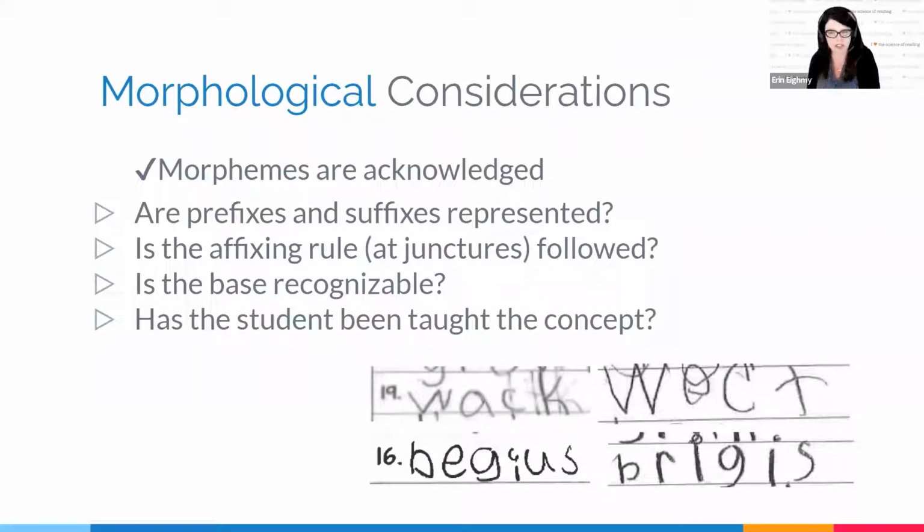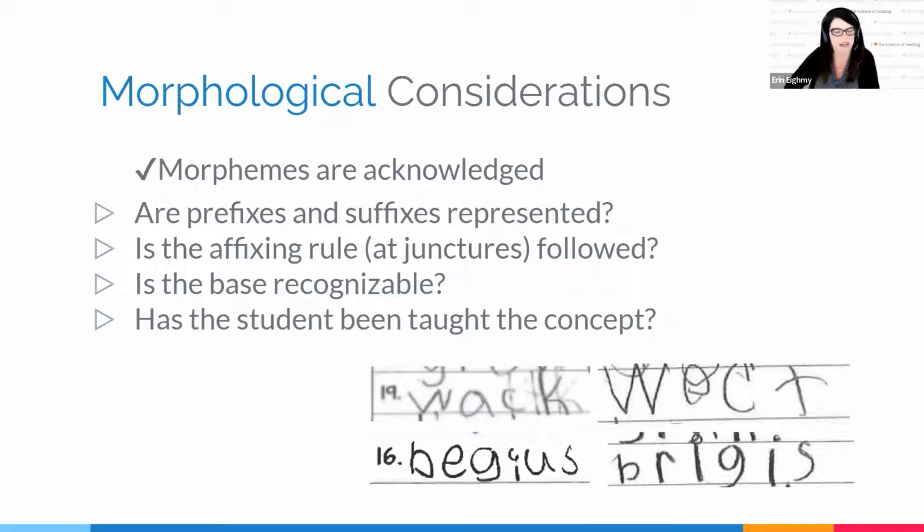And we want to think about some morphological considerations similar to the other lenses. Are morphemes acknowledged? Usually what we see in early inventories are phonetically spelled suffixes, right? Inflectional endings in early grades. We also have to be looking at affixing rules or juncture points. Are the bases spelled correctly and recognizable? And has the student been taught the concept? So that's a big question. Is it in your scope and sequence?